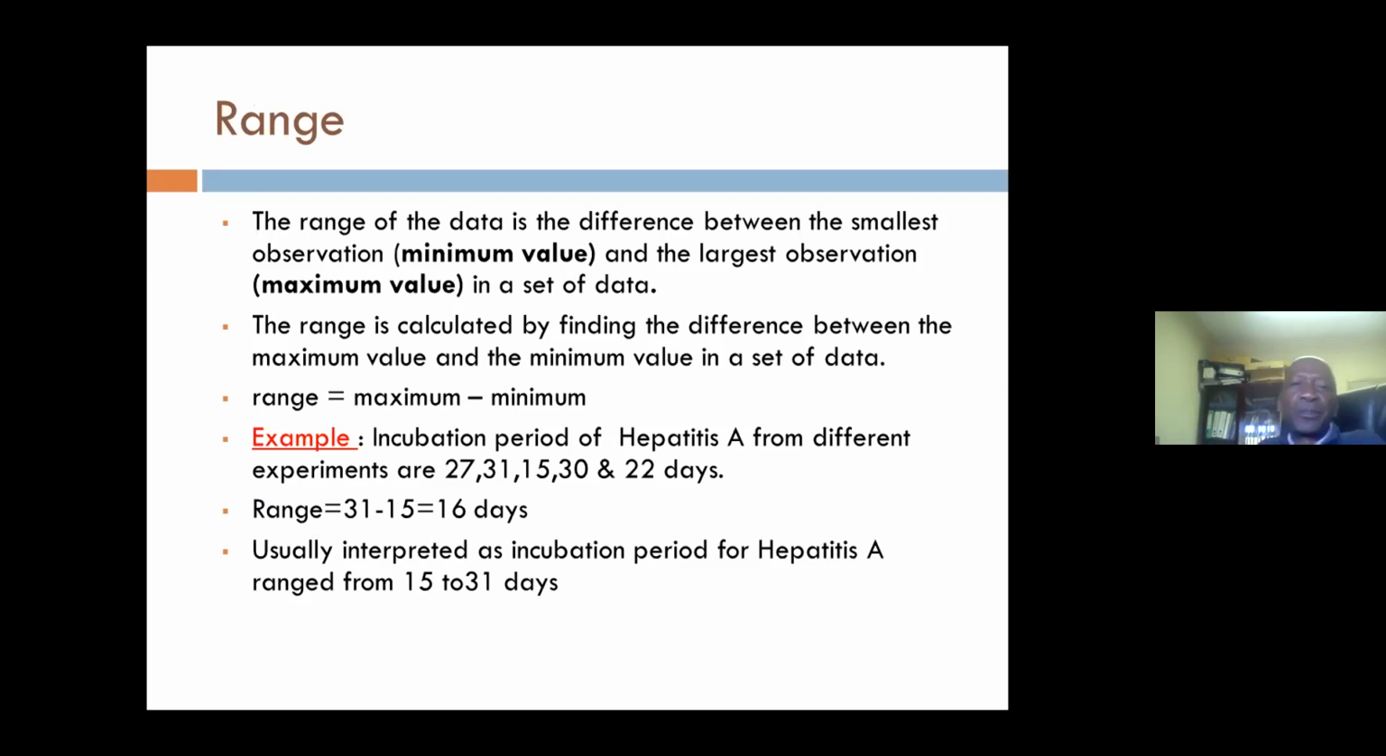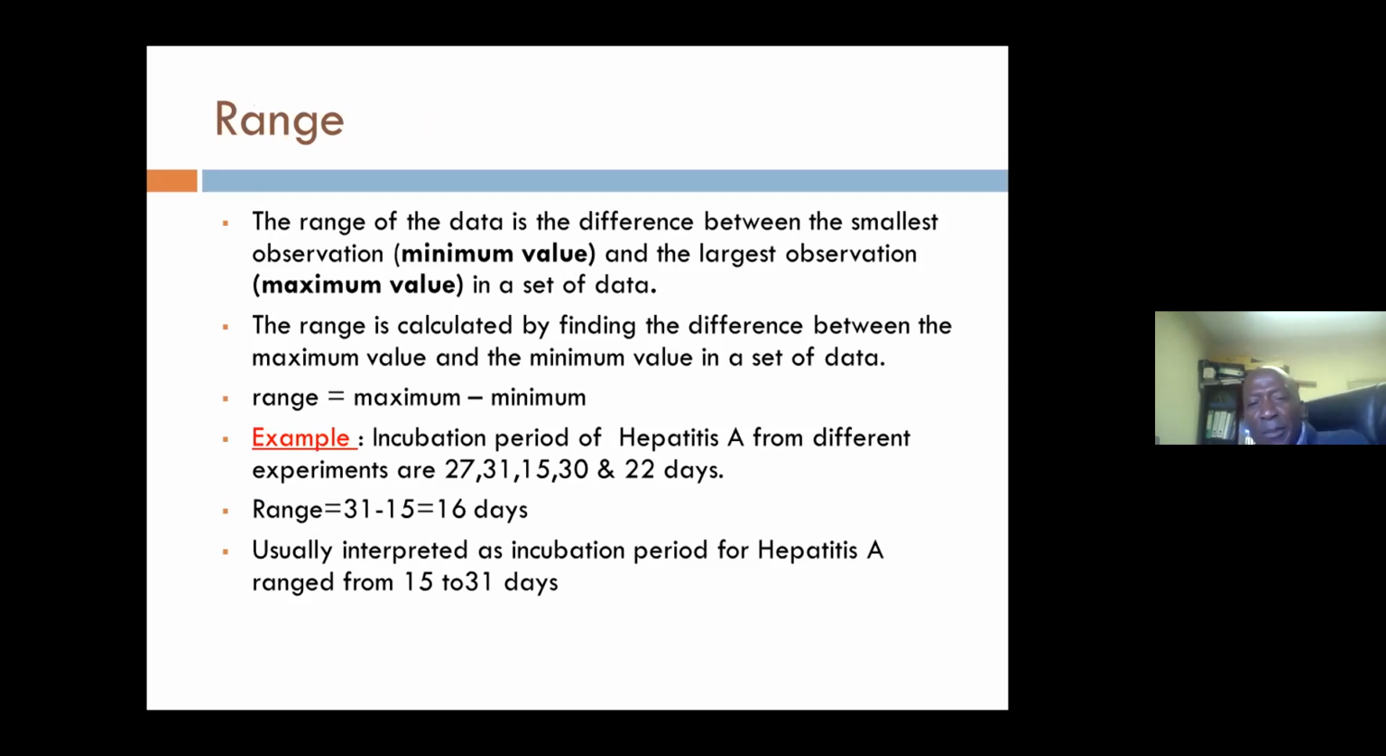So the range is the simplest measure of variation that we can encounter. The range is the difference between the smallest and the highest value in a given data set. The maximum minus the minimum value gives you the range. So the range is calculated by finding the difference between the maximum value and the minimum value in the set, which is maximum value minus minimum value.